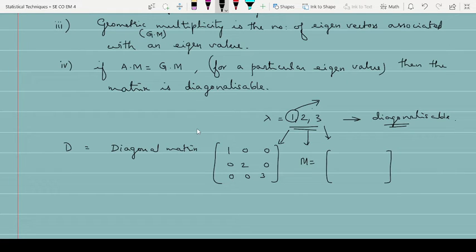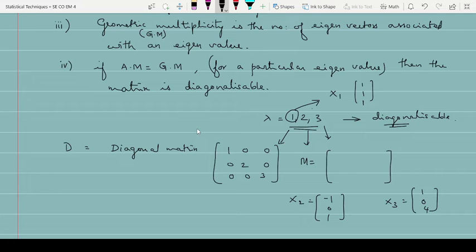Now, like the previous method we did last day, using that method you will find x1, then the matrix, suppose 1, 1, 1, for lambda equal to 1. For lambda equal to 2, suppose you get x2 equal to minus 1, 0, 1, and for lambda equal to 3, suppose you get x3 equal to 1, 0, 4. So corresponding to each eigenvalue, you are getting an eigenvector.